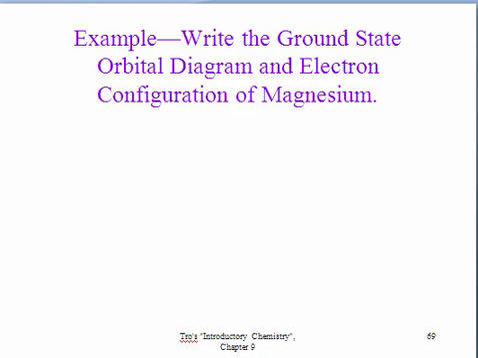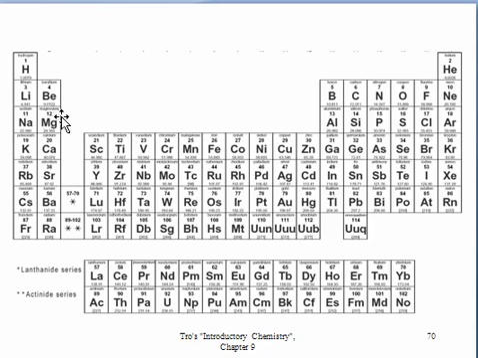Okay, so let's look at some practice here. Write the ground state, orbital diagram, and electron configuration of magnesium. Pause the lecture and see if you can get it. So the first thing we want to do is find magnesium on the periodic table, and it has atomic number 12, so it has 12 electrons.